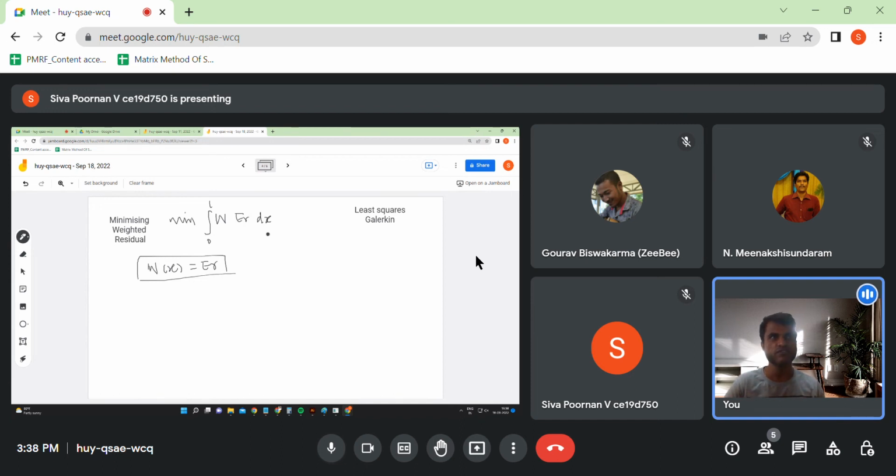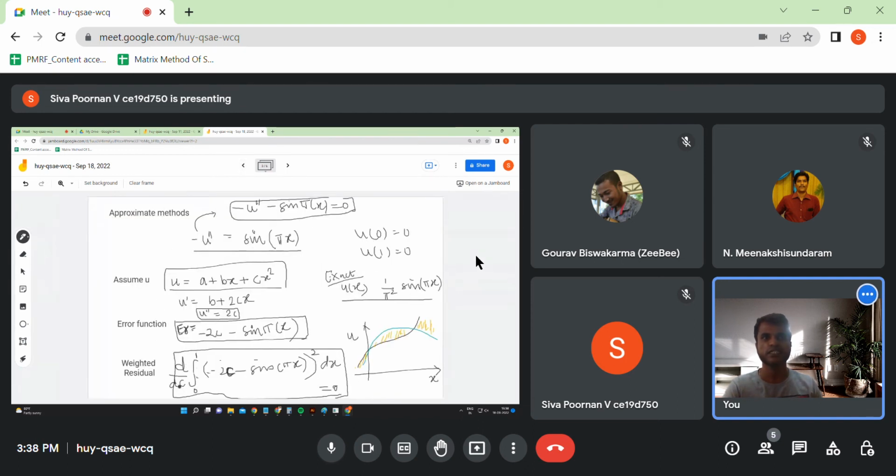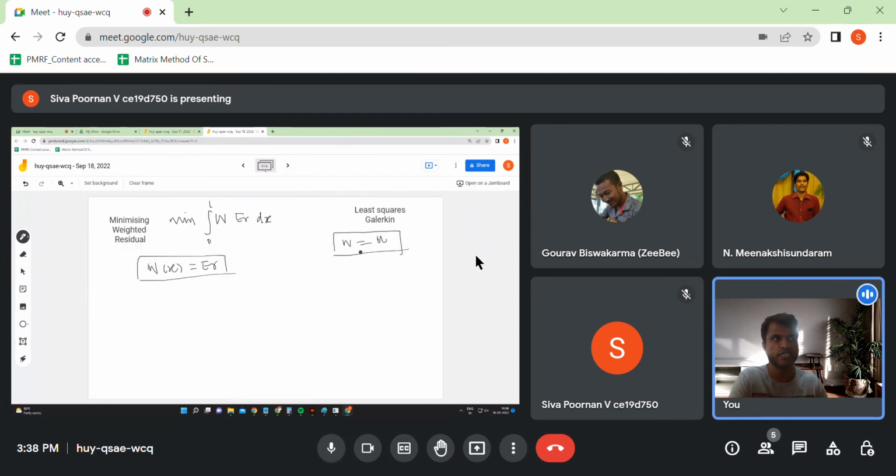And another popular weight function is to use u of x itself, weight as u itself. If we use that, then that method is called the Galerkin method. Instead of weight being equal to error, we can use weight being equal to the displacement itself. If we use that, then the equation that we have to solve is what is called the Galerkin method. There are different ways in which we can solve. I'm not getting into the details, but different methods are there, and these two are the most popular ones, right?